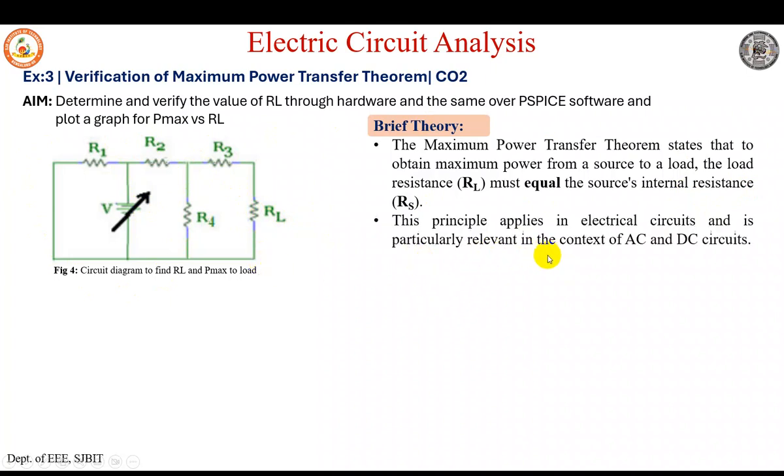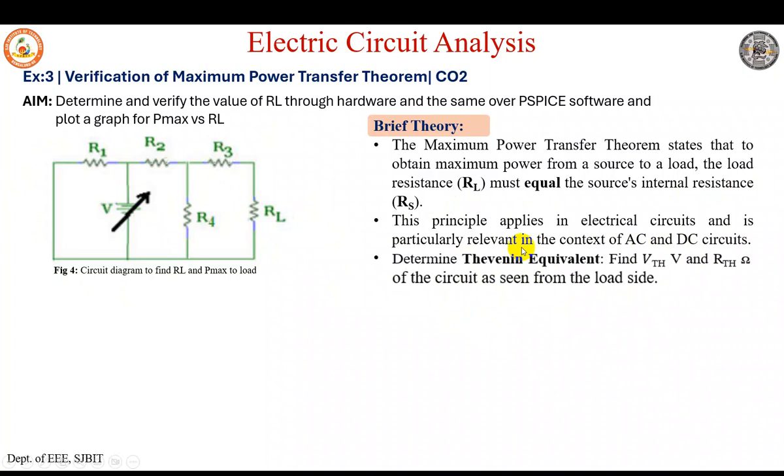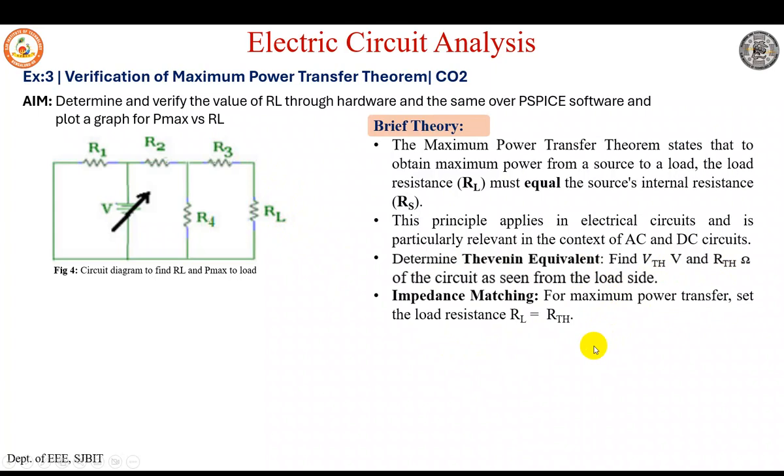This principle applies in electrical circuits and is particularly relevant in the context of DC and AC, but let us restrict our discussion to DC, because under AC we have impedance, which involves some other definitions and formulas. So determine the Thevenin equivalent: find VTH, the open circuit voltage across the load, and then RTH, the total equivalent impedance or resistance seen across the load, with the circuit seen from the load side. So to transfer the maximum power from the source to the load, as discussed, the value of RL should be equal to RTH.